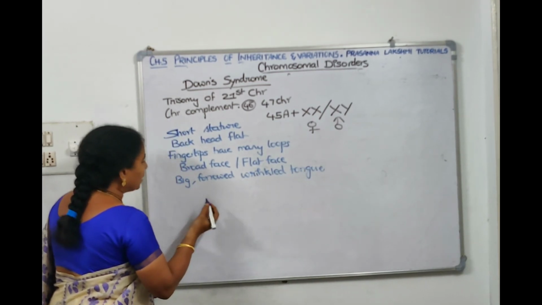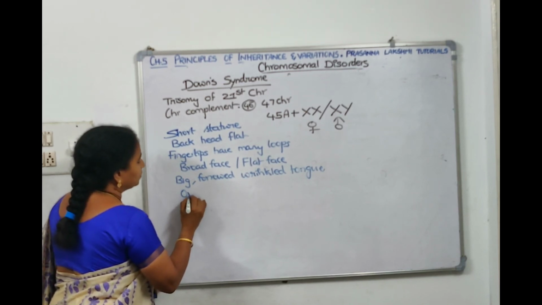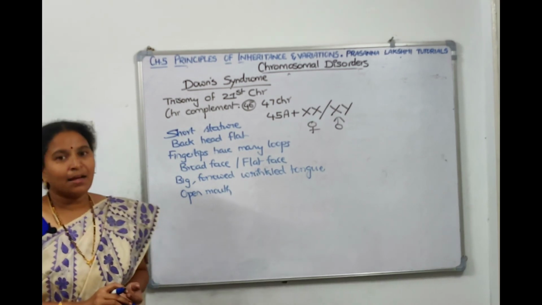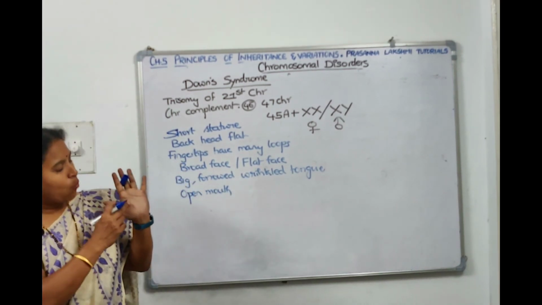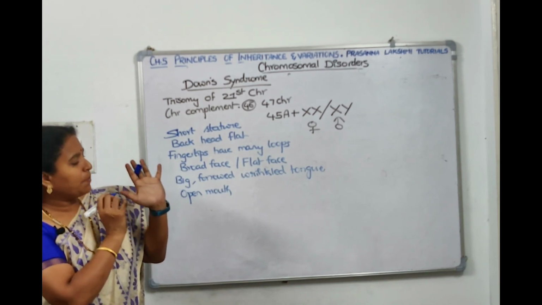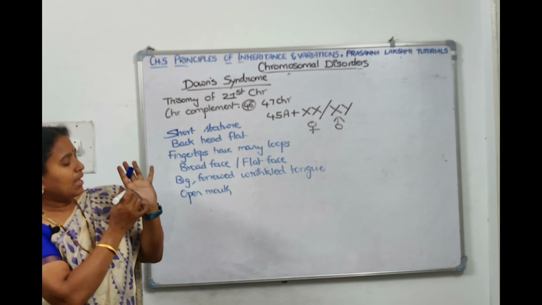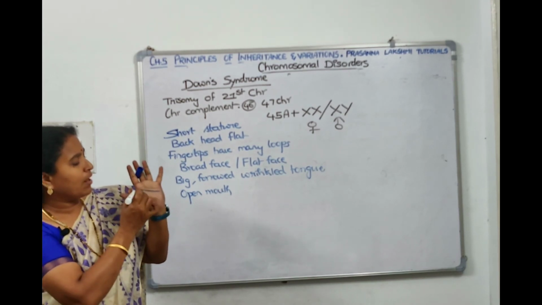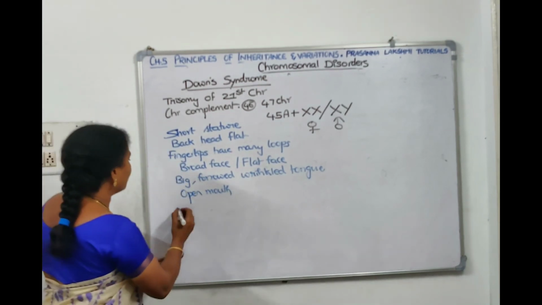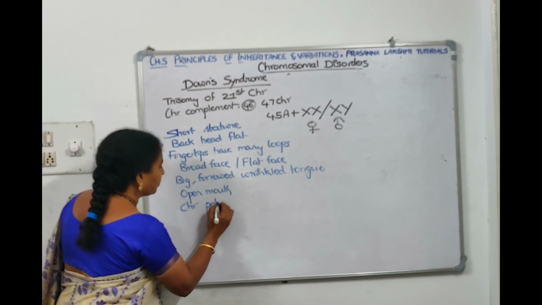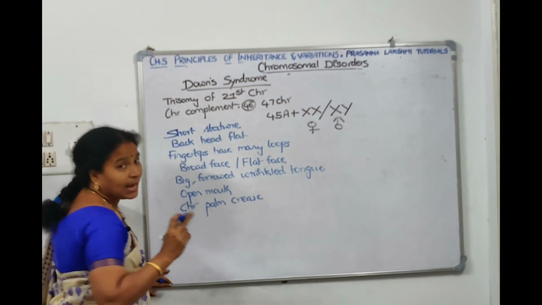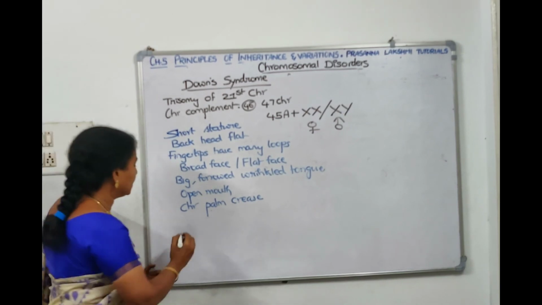The mouth will not be closed, open mouth, and they have a characteristic palm crease. We have 1, 2, 3 lines here, but for them this line and this line will not be there, so this line will be there and these two lines are merged to form one line. So this is called as characteristic palm crease. They have congenital heart diseases. By birth itself they have heart diseases.